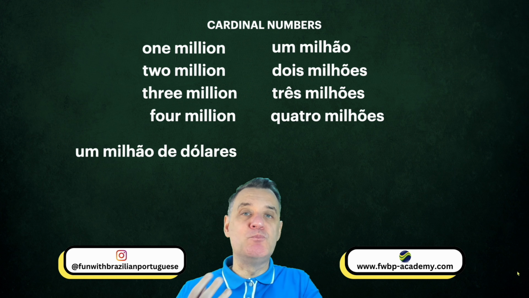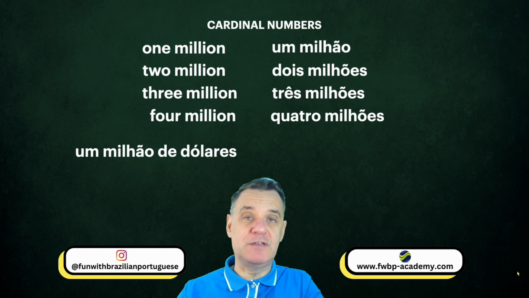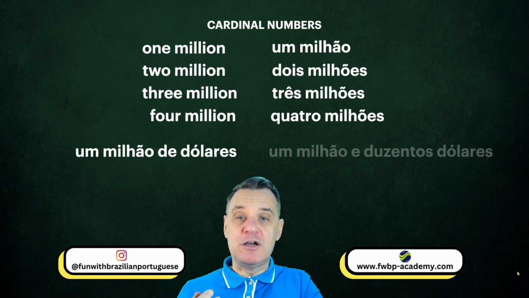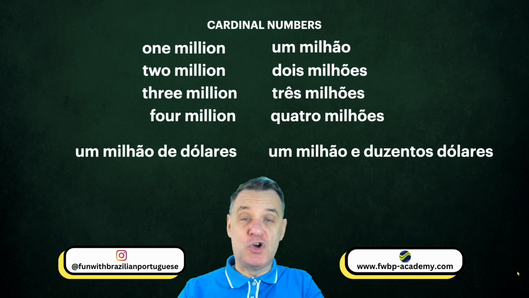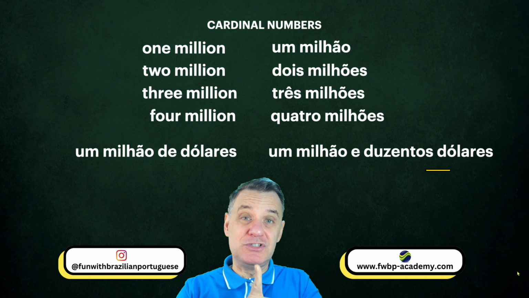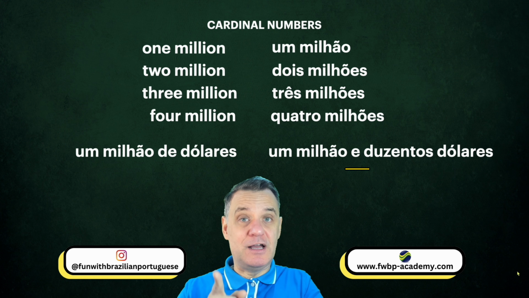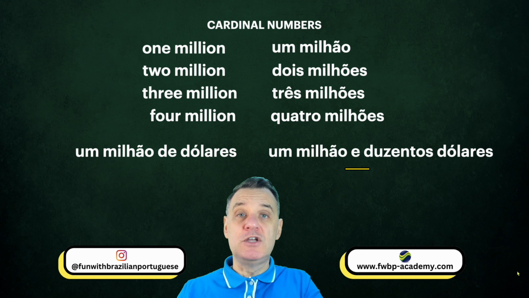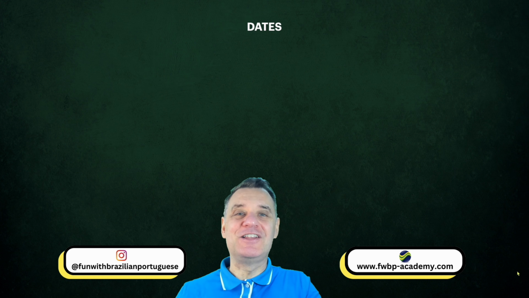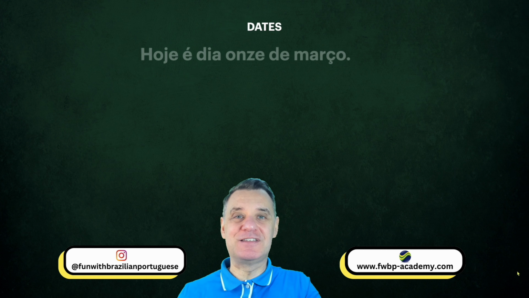If we are talking about more than 1 million something, for example, $1,200,000, um milhão e duzentos mil dólares, we don't need the preposition de before dólares. But we do need that E after milhão because it's followed by a round multiple of 100, just like we saw with mil. So um milhão e duzentos mil dólares.